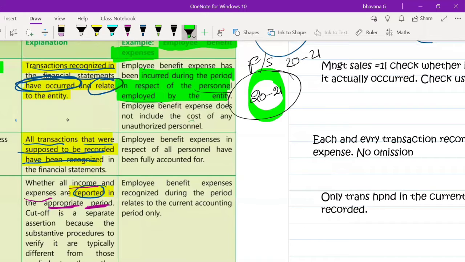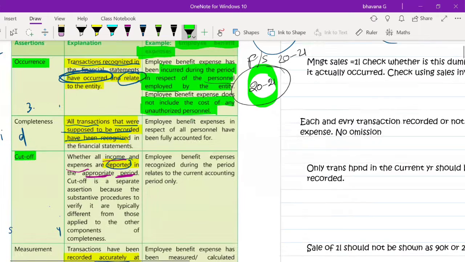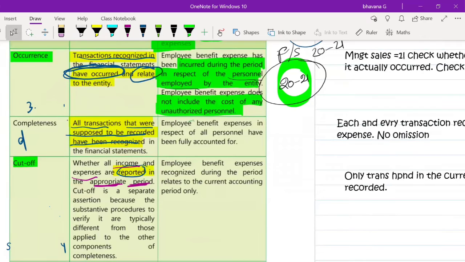That only they have written here. It must not include the cost of any unauthorized personnel. That means some other personnel's cost or expense you must not have recorded here. So occurrence means that yes, it has actually occurred in this period and this relates to our entity's employees only. Okay, so that is the first thing, occurrence.